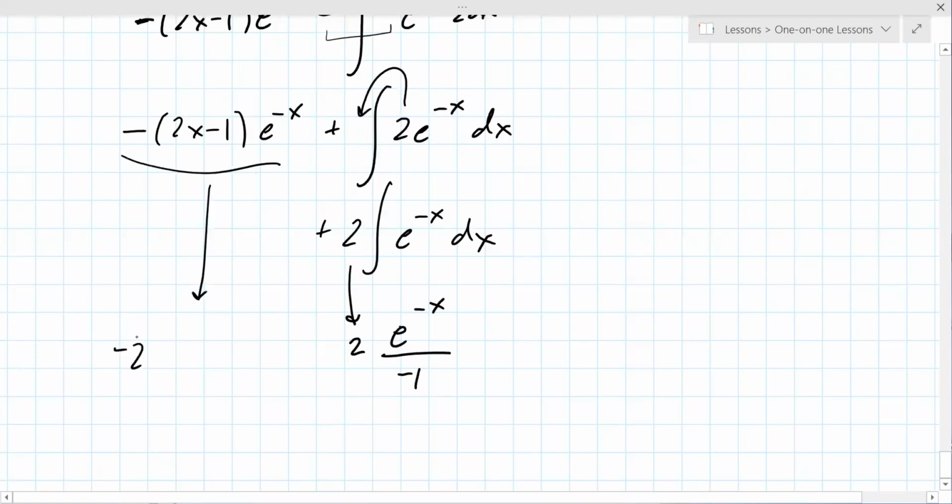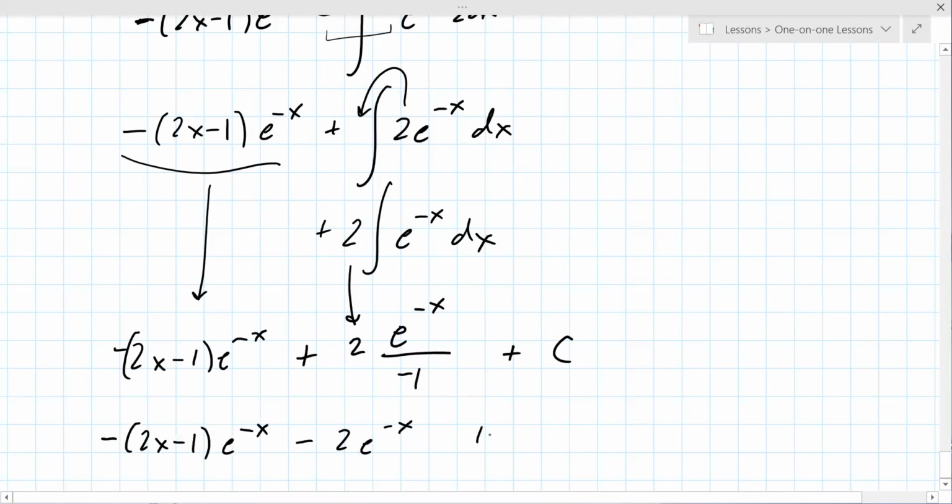So it's minus 2x minus 1 times e to the minus x. And then you have a c. C comes with the integration. Negative parentheses 2x minus 1 e to the minus x minus 2 e to the minus x plus c.